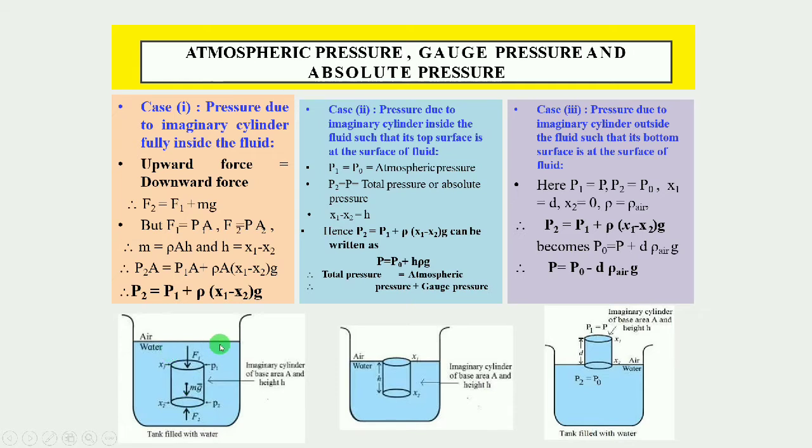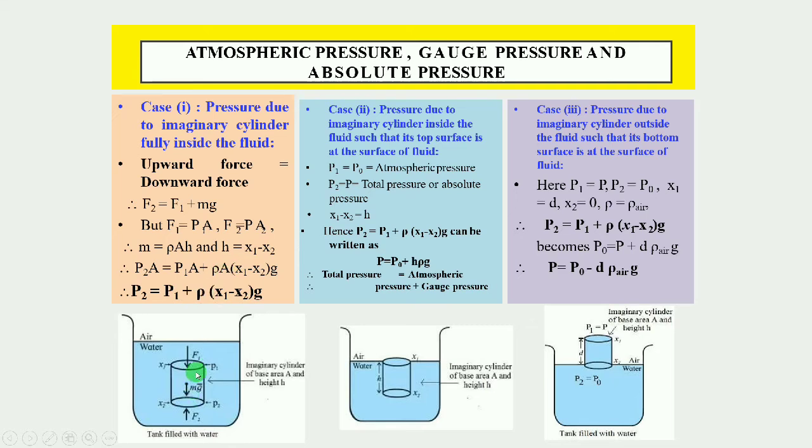Similarly, we will consider this imaginary cylinder has a height h, that is the height from the reference point. For the top one it is x1 and for the bottom it is x2. So the difference x1 minus x2 is h. Okay, so we will consider height as x1 minus x2.